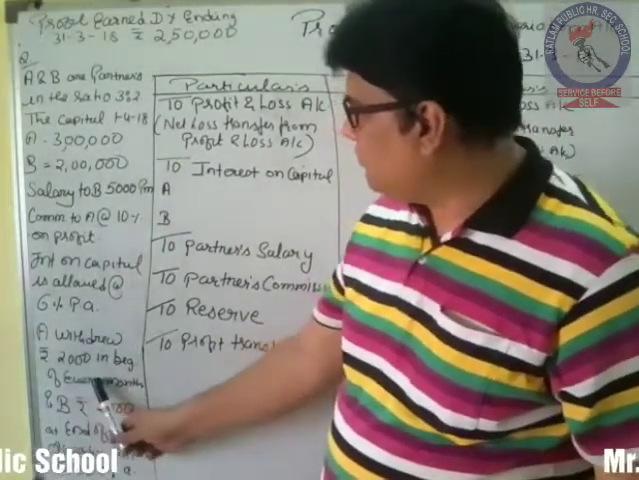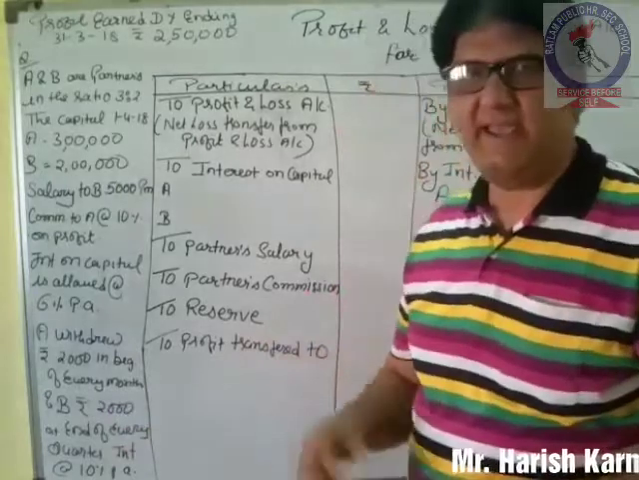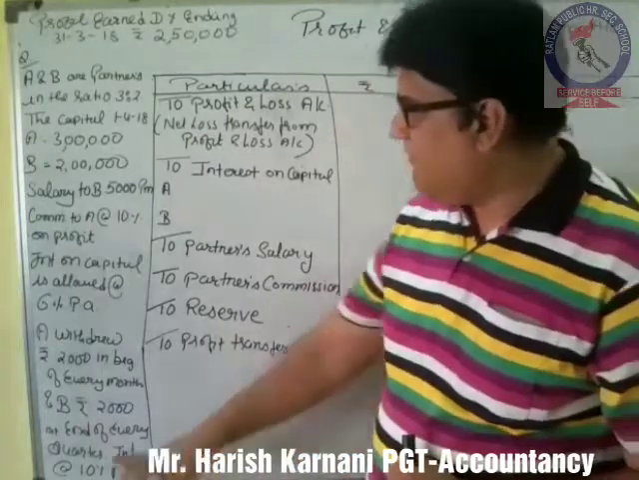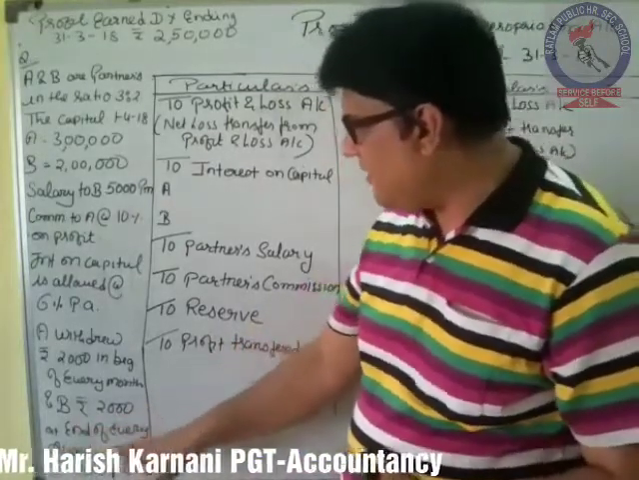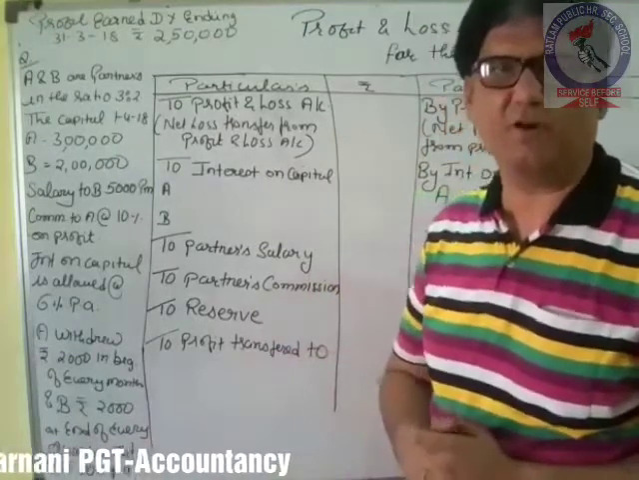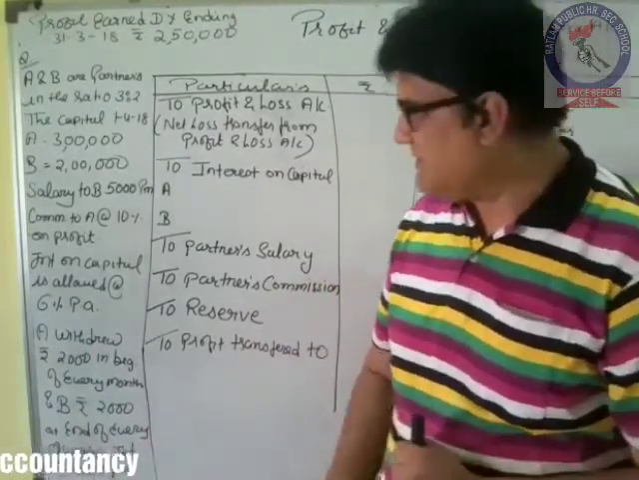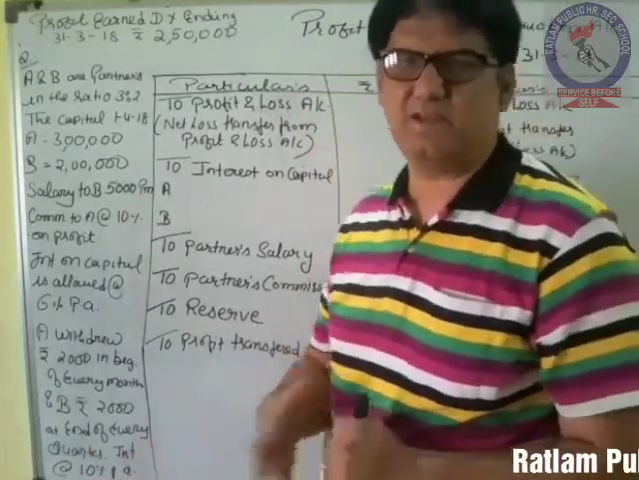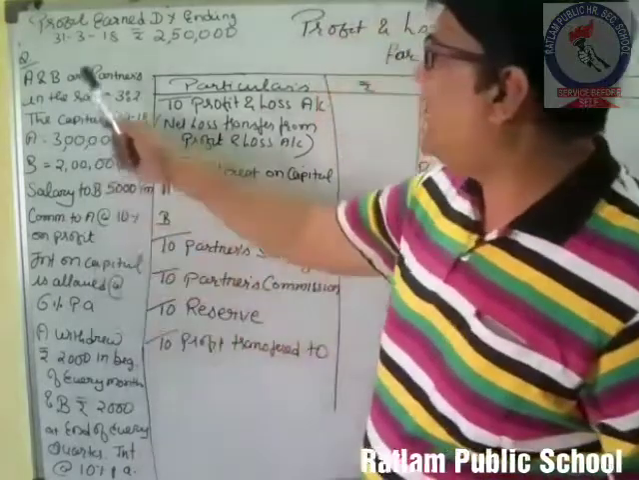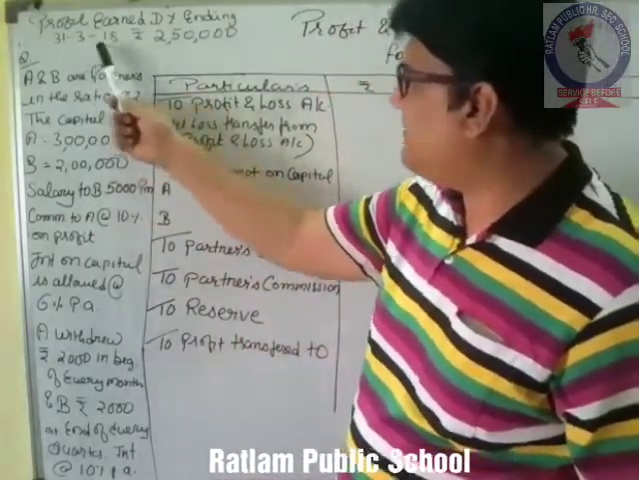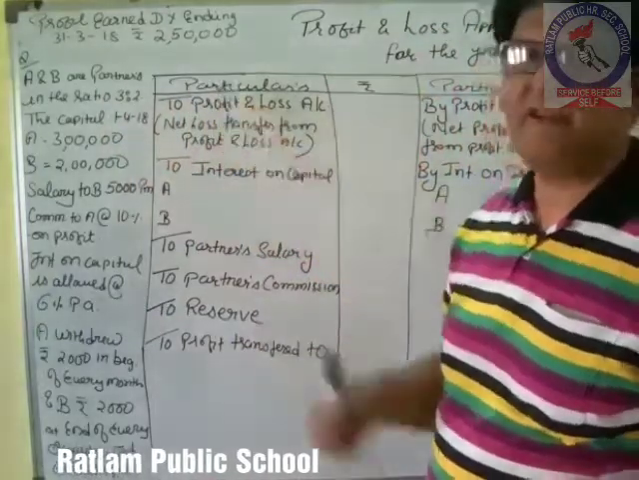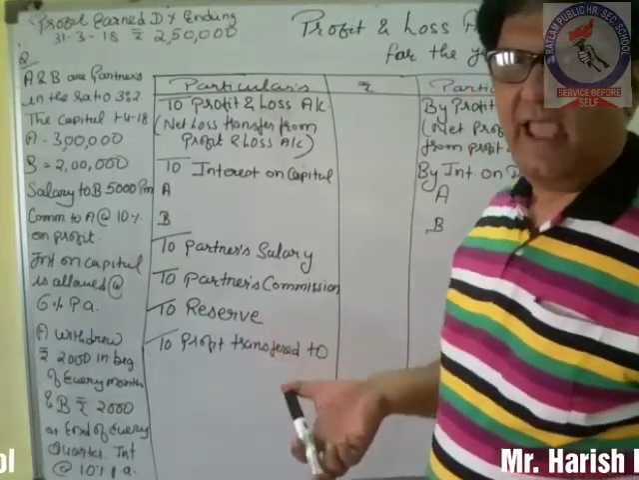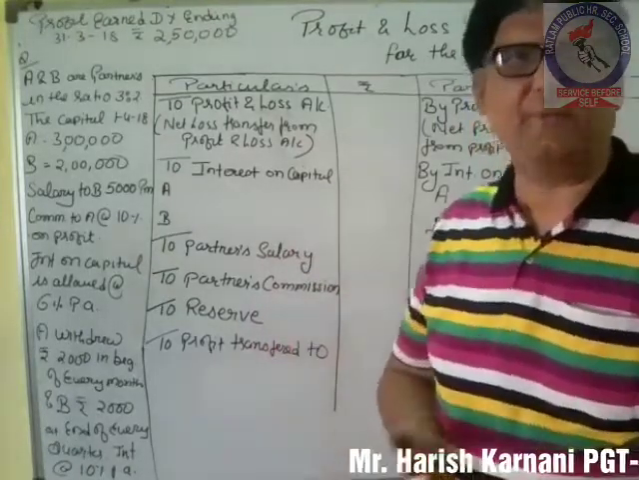A withdrew rupees 2,000 in the beginning of every month, and B withdrew rupees 2,000 at the end of every quarter. And interest is charged at 10% per annum on drawing. And the total profit earned during the year ending 31st March 18 was rupees 2,50,000 by the firm. So we have to show the appropriation and then prepare the profit and loss appropriation account.